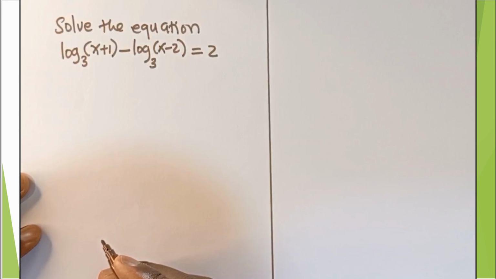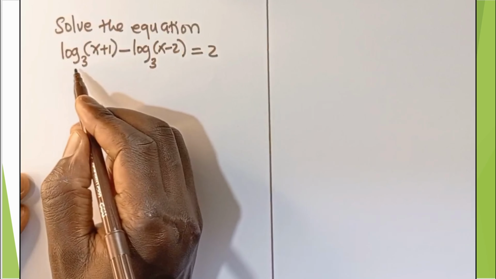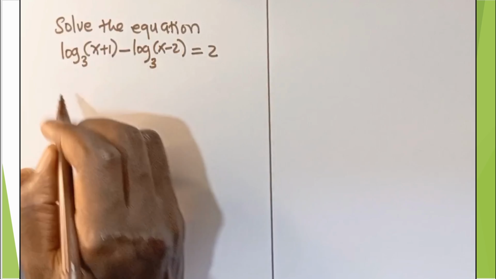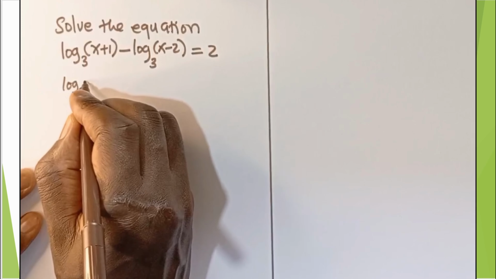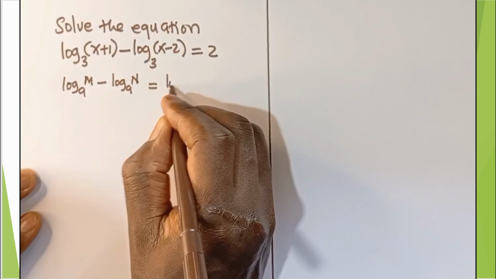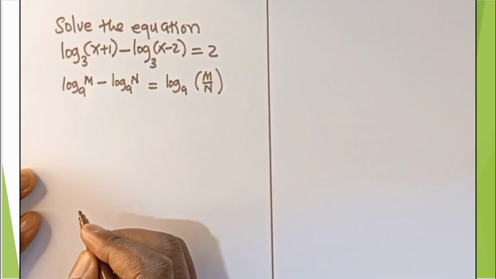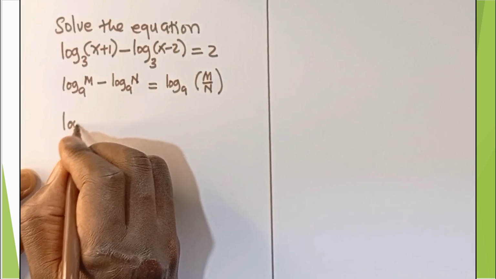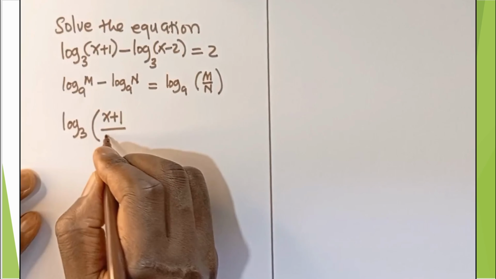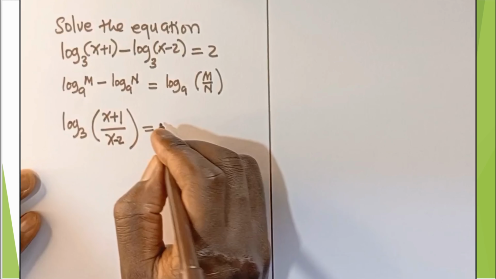To solve such an equation, we focus so much on the bases. Now the base here is base 3, and the operator there is a minus. So therefore, we obey the law of logarithm that says log base a of m minus log base a of n is the same as log base a of m out of n. Then we go ahead to have log base 3 of x plus 1 out of x minus 2 is equal to 2.